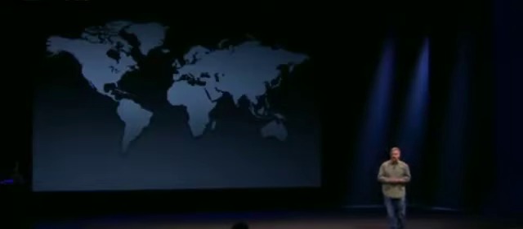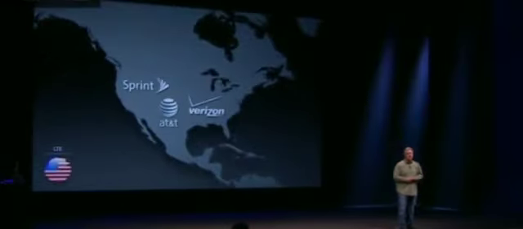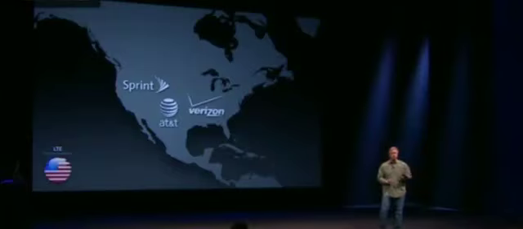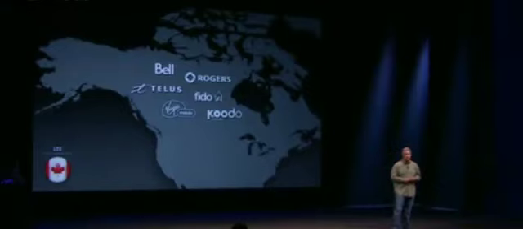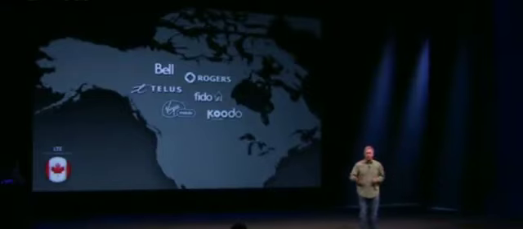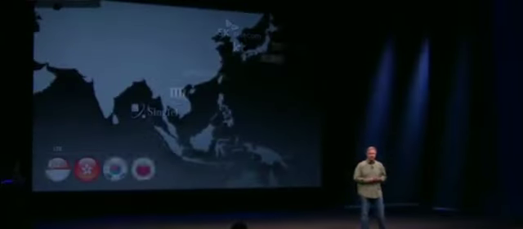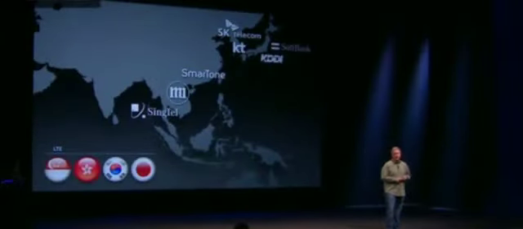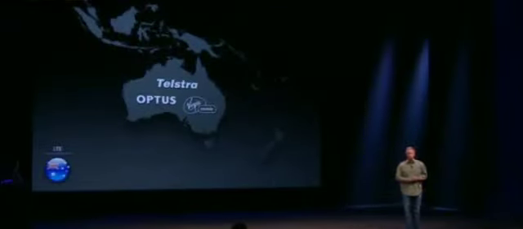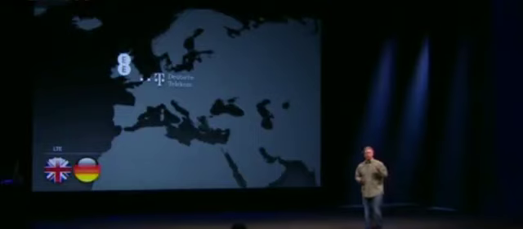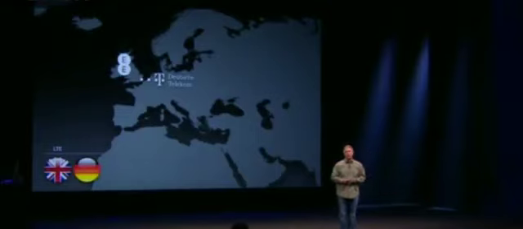Well, in the US, we have great partners we're working with, AT&T, Verizon, and Sprint, to support LTE on iPhone 5. In Canada, Rogers, TELUS, Bell, Virgin, Fido, Koodo. In Asia, SoftBank, KDDI, SKT, KT, SmartTone, M1, and Singtel. In Australia, Telstra, Optus, Virgin Mobile. In Europe, Deutsche Telekom, and the brand new Everything Everywhere that's just launched their EE LTE network in the UK.